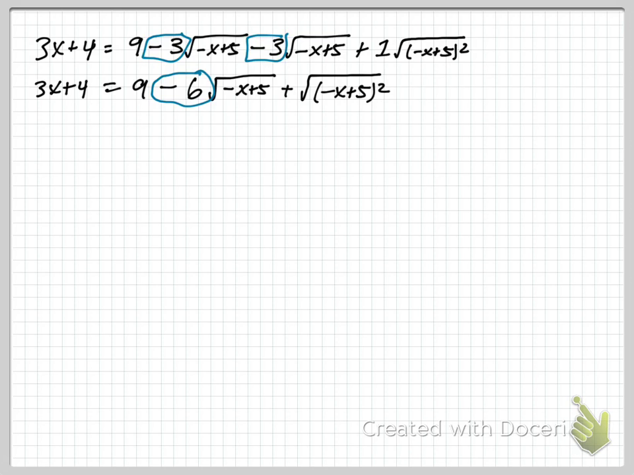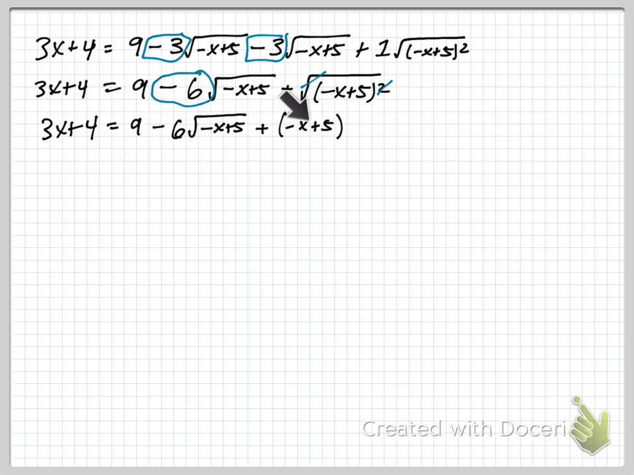And now we got to deal with this square and the square root. So they cancel each other off. So we just end up with whatever was inside the radical, which is the negative x plus 5. Now the only thing that has a radical is this expression. The 9 does not, and this does not.